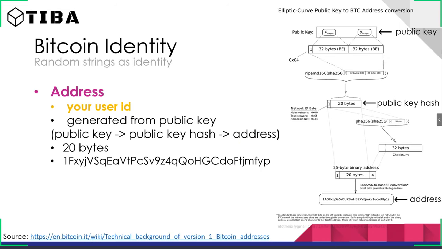And then finally, we have your address. An address is generated from your public key. Here's a graph that demonstrates the process. You have your public key right here, and then you go through some process. You get your public key hash, and then you keep going. And then finally, you have your address, which is 20 bytes. It's like your user ID, and we'll talk about why you need this in a minute.